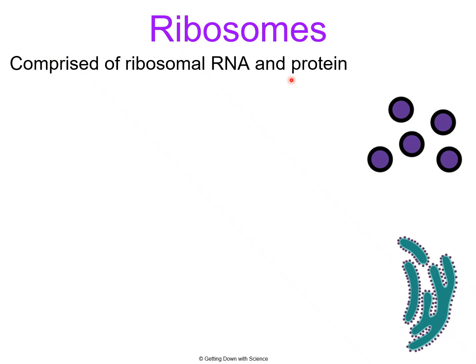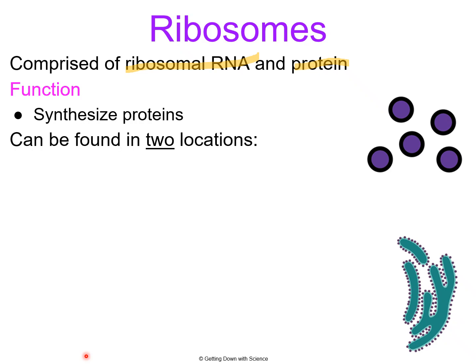So ribosomes are made up of two parts. A ribosome is comprised of rRNA and protein, and ribosomes are usually called ribosomal subunits because there are two parts to those things. The function of a ribosome is to synthesize proteins, so it produces proteins. Ribosomes can be found in two locations. Either they're going to be free floating ribosomes, and those are usually going to be found in the cytosol, also called the cytoplasm.